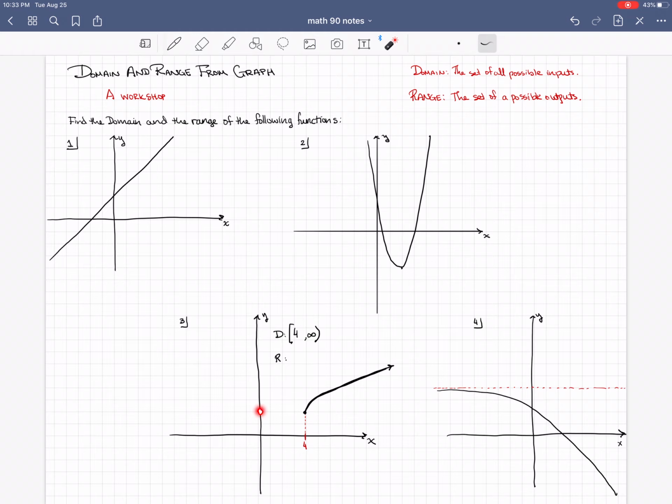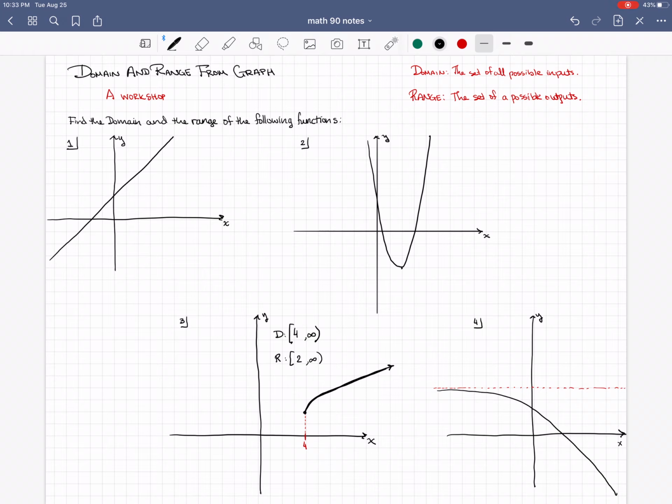So the range starts at 2, and then again, this graph starts here and then goes on indefinitely. There is an actual point on the graph whose y-coordinate is 2, and then it goes on from there forever. So we would write the range in interval notation as starting at 2 and going to infinity.